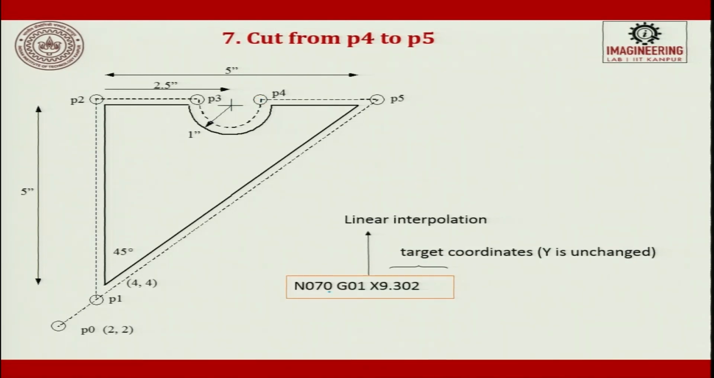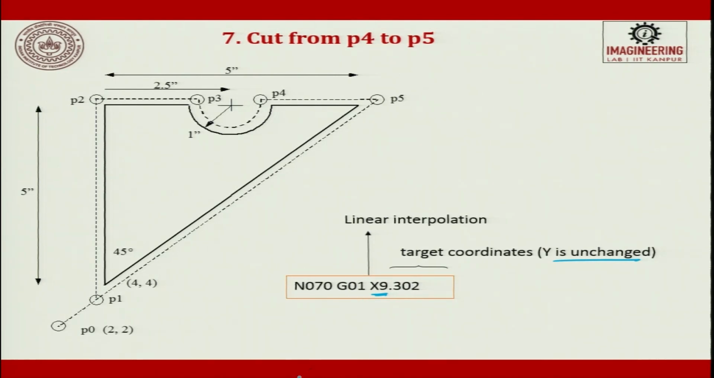Then from here we have to go along a straight line. So, it is N70 G01. Now, I am not changing the y value, it is only the x. I go to x 9.302. So, the target value of y is unchanged. So, it is linear interpolation. Here it was circular, counterclockwise circular. So, here it is linear.